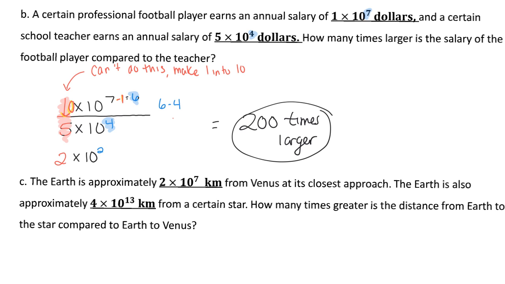All right, so there was a little trick to B. We couldn't do 1 divided by 5 because that would give us a decimal. So what we needed to do was move our decimal point over to make it into a 10. And then since we moved it over, we subtract 1. And that's why I did 6 minus 4. Okay? All right, and then C, remember, we'll do in class together.